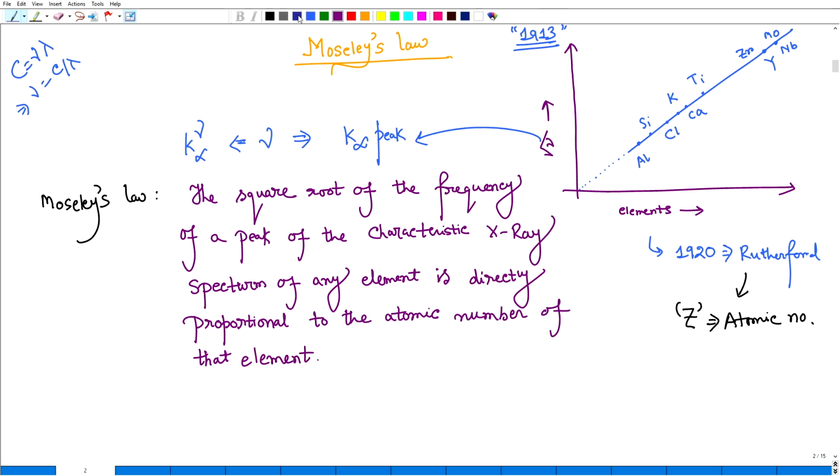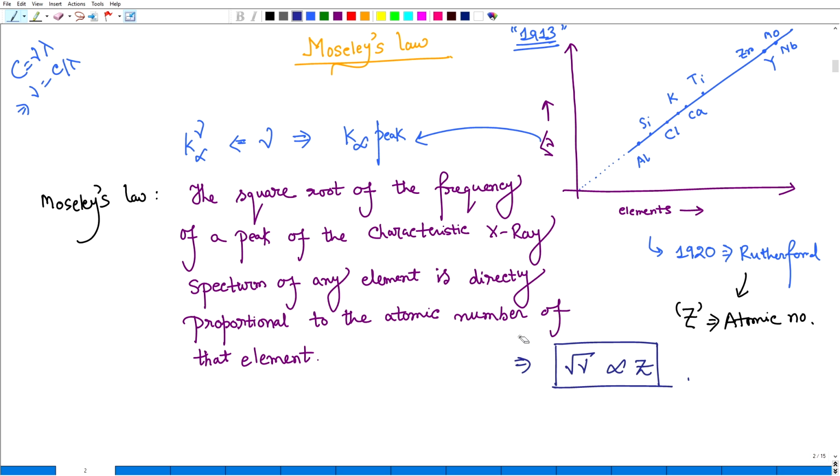That means root over nu is proportional to Z. So this is Moseley's law. The square root of the frequency of a peak of the characteristic X-ray spectrum of any element, that can be molybdenum, silicon, titanium, anything, is directly proportional to the atomic number of that element. Z is the atomic number.